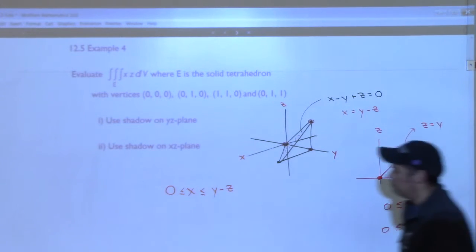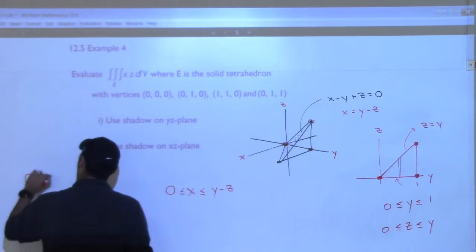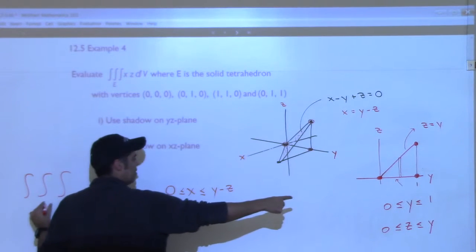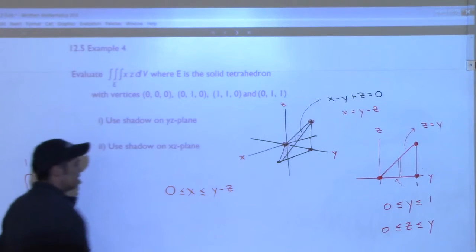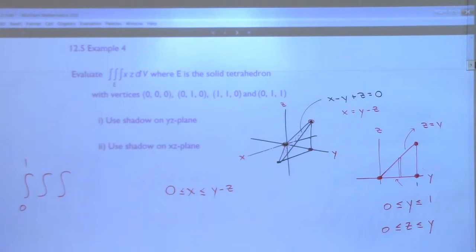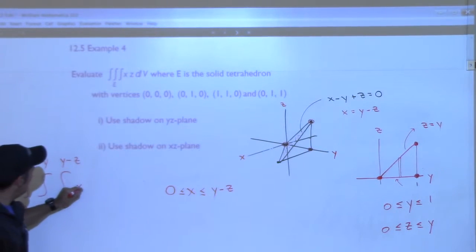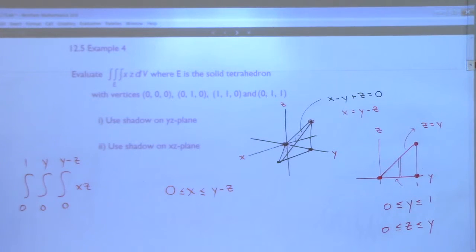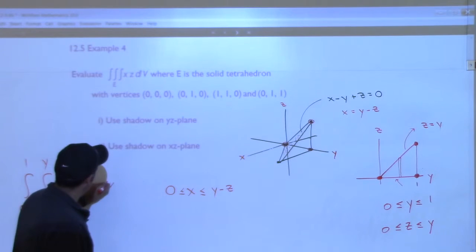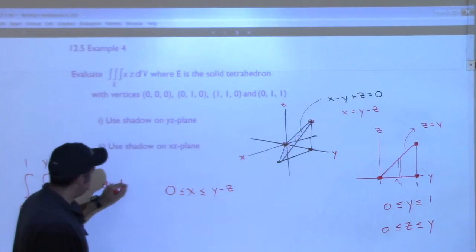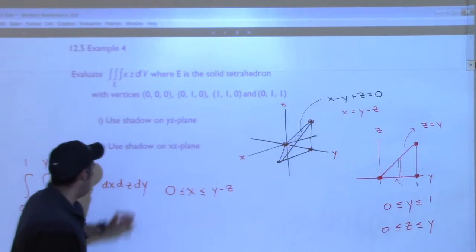And now the triple integral. The outer one will be our constant, 0 to 1. The middle one would be from where to where? 0 to y. And then our inner one will go from 0 to y minus z. What are we integrating? xz. And then now this part, d what? dx, dz, dy.